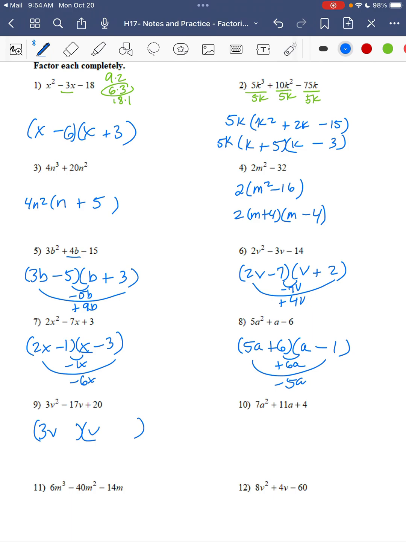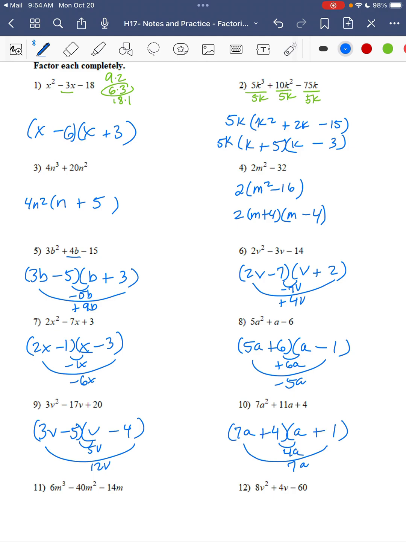All right, so the 20, let's see on the end. So, I don't know, 5 and 4. I think if I put 5 here and 4 there, let's check that out. Yep, I got 12v and 5v. That makes 17 if they're both negative. And -5 and -4 make +20. All right, over here, no GCF, so 7a and a. With my 4 in the back, I think I will try 4 and 1. So that makes 7a and 4a, which makes my 11 if everything's positive.